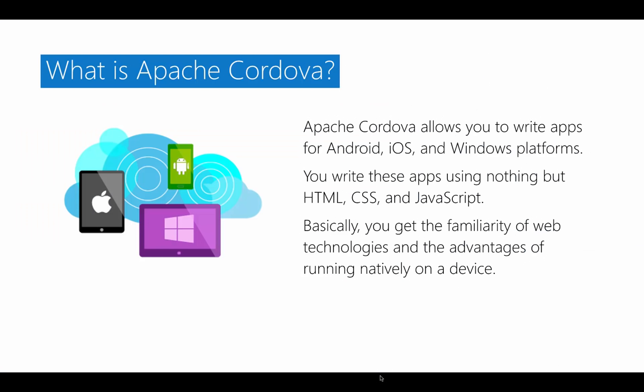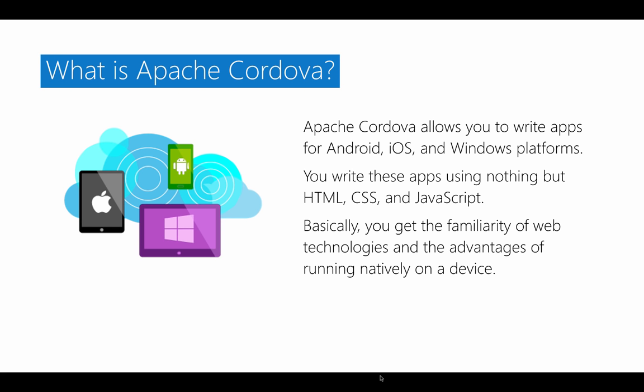So first of all, let's just start at the very beginning. Let's start with what is Apache Cordova? Apache Cordova is a framework, and it allows you to write apps for Android, iOS, and Windows platforms. Now, the way you do this is pretty interesting. The way you write Apache Cordova apps is by writing in HTML, CSS, and JavaScript.